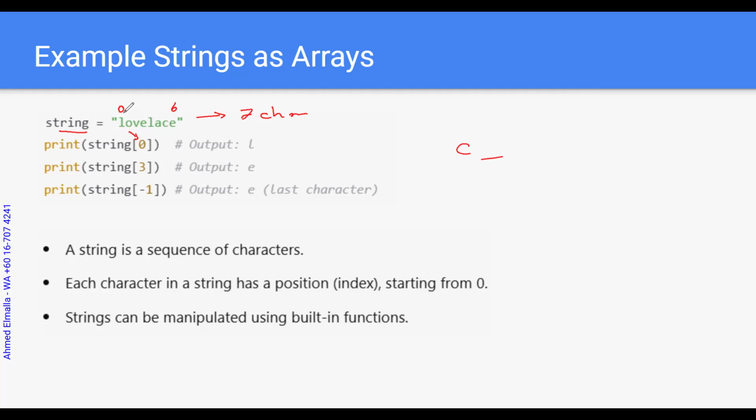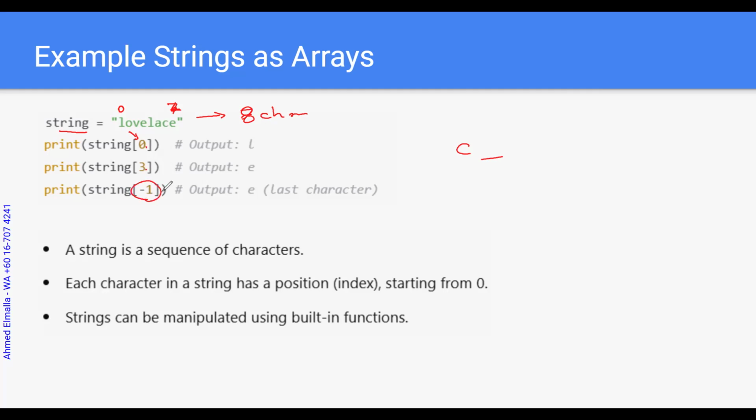But there's 8. There's 8 characters: 1, 2, 3, 4, 5, 6, 7, 8. Yeah, there's 8 characters, so it's from 0 to 7. So this is 8 characters. Okay, I mean, this is clear to you, I believe.